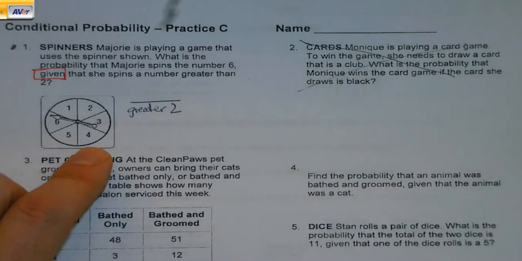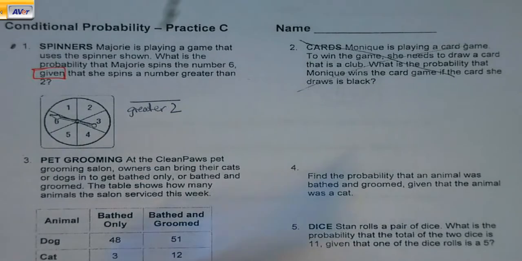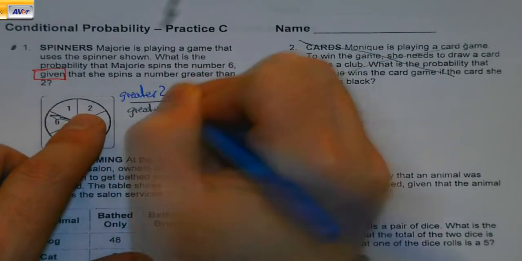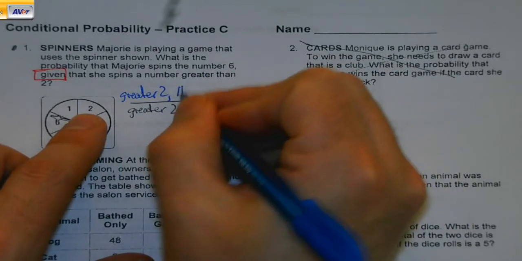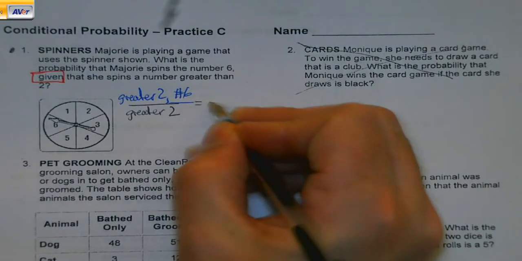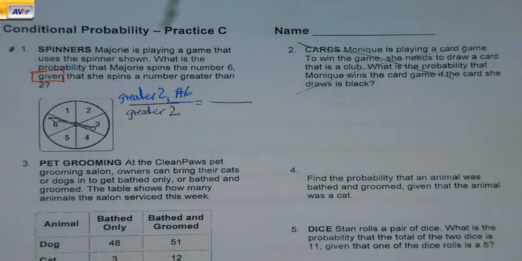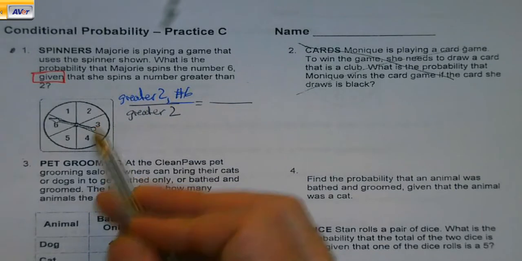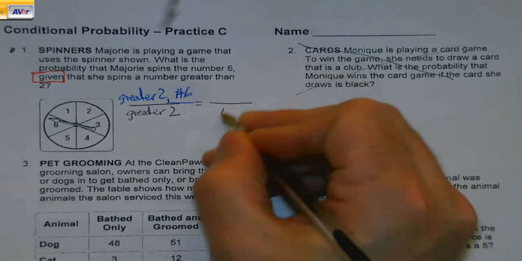Greater than 2. And then my numerator again is going to be both. So greater than 2, but it's going to be the number 6. Okay, it's got to cover both things. And so when I start to look, I've got to read carefully here because it says greater than 2. It doesn't say greater than or equal to. So greater than 2, we would start at 3. So 1, 2, 3, 4 possibilities.